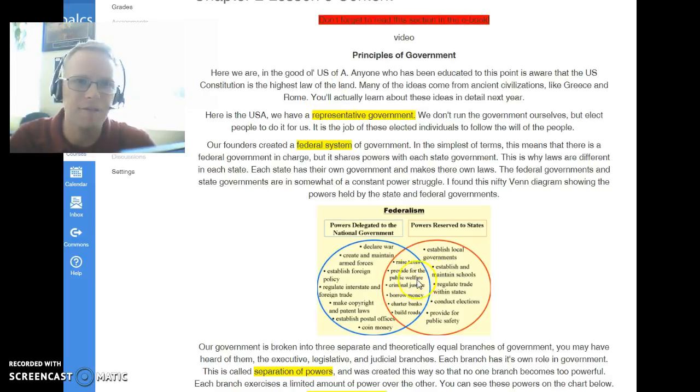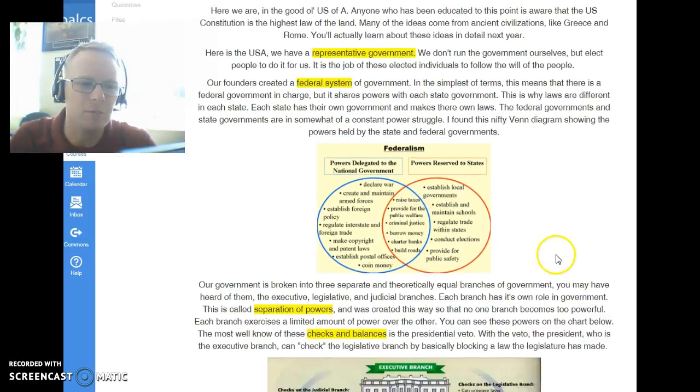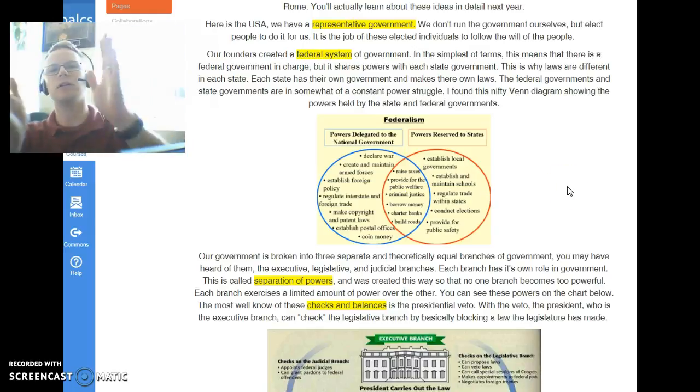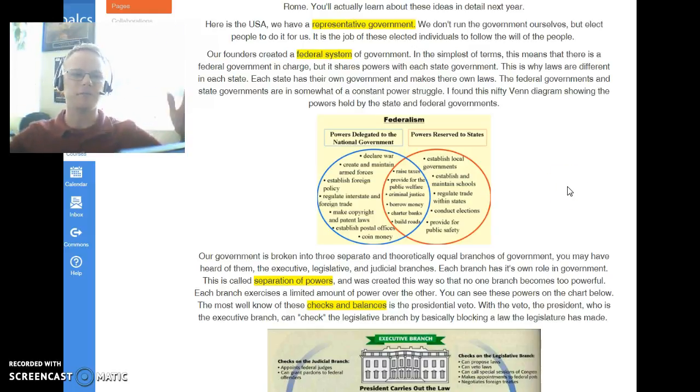I have this nifty Venn diagram right here that shows us some of these powers. There's powers of the government, powers of the state, and the powers of both. So go figure, both can raise taxes. That's probably the thing on there we like the least. But an example of a federal power would be declaring war. But at the same time, you have powers that only the state can do, like the state is to establish and maintain schools. So there are some powers that both have, and there's some powers that each have.